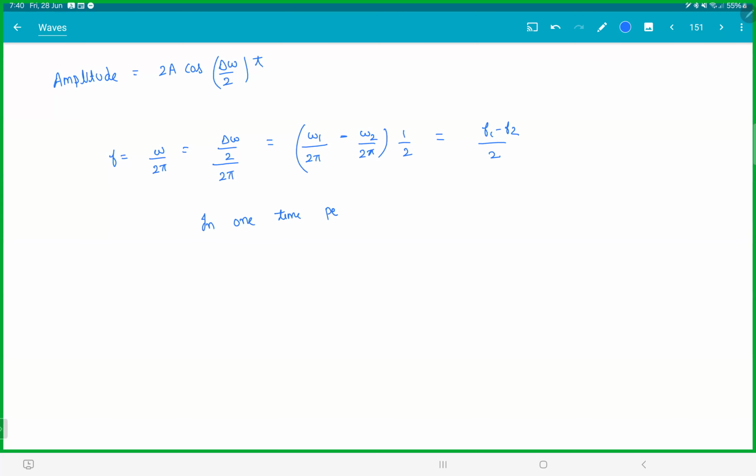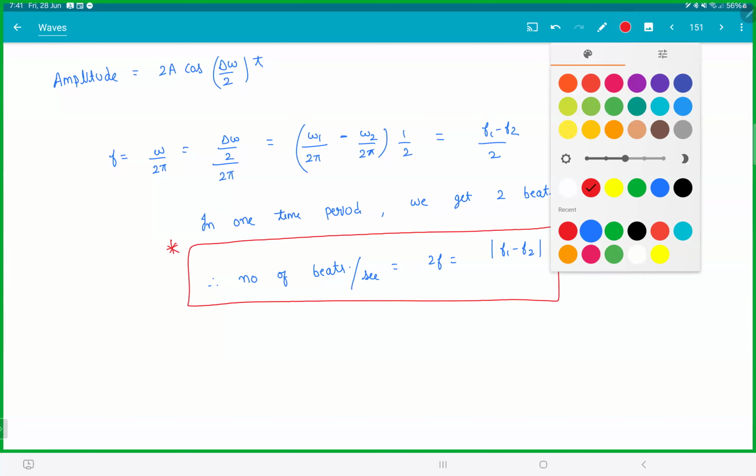Therefore, the number of beats, meaning in one time period of the wave, we get 2 beats. So in 1 second, the number of beats per second will be 2f, which is mod f1 minus f2. This is the formula. The result is nice, but the derivation is important. I'll show you later on why.